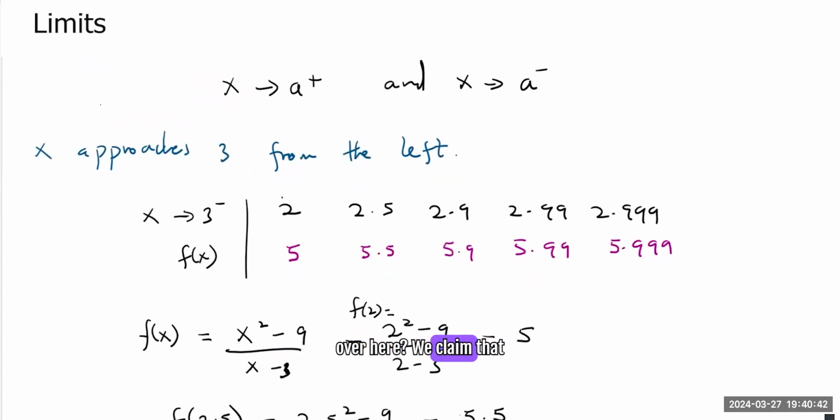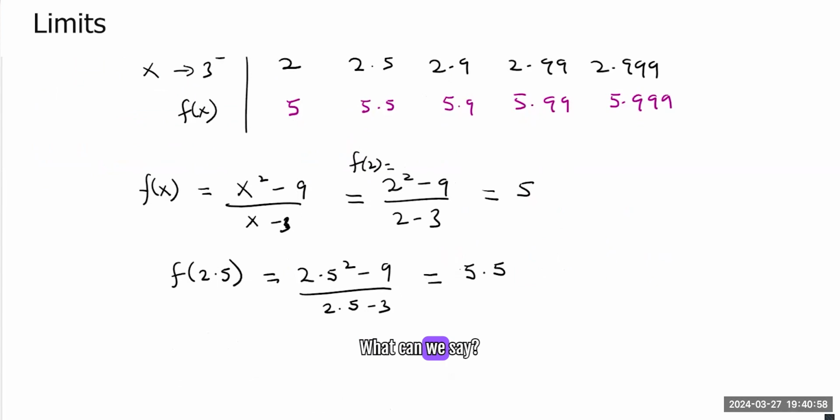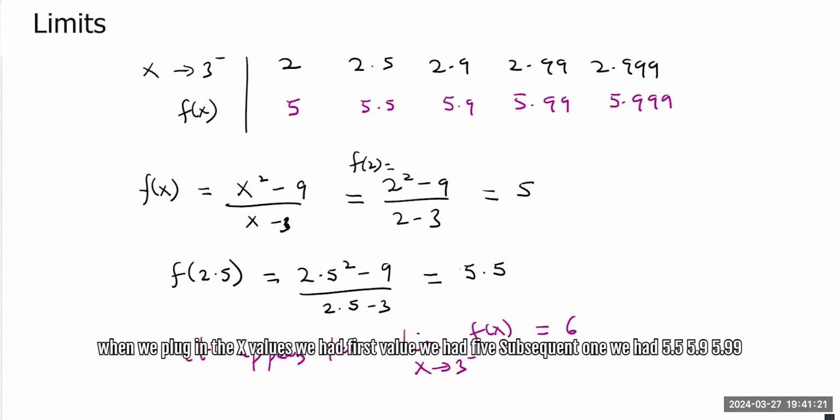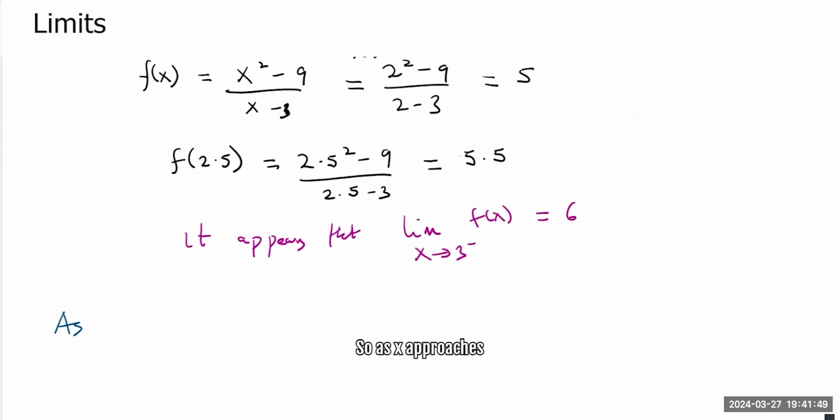Over here, we claim that these values are approaching a certain number. They approach a certain limit. And what number is that? What can we say? It appears that the limit of the function as x approaches 3 from the left side is 6. Very good. It's 6 because when we plug in the x values, we had first value 5. Subsequent ones, we had 5.5, 5.9, 5.99. Now, as x approaches 3 from the right.